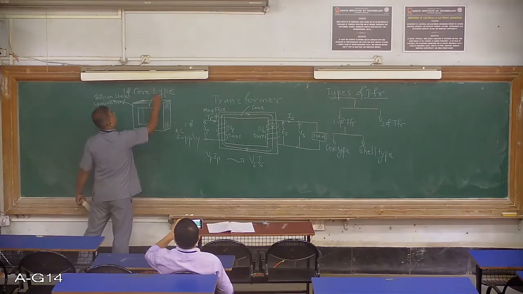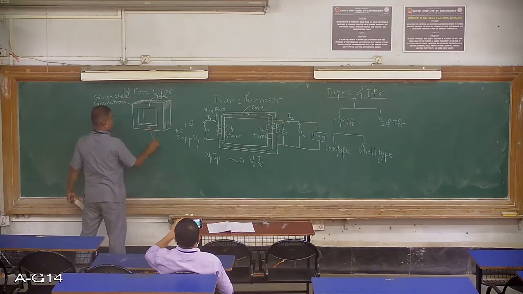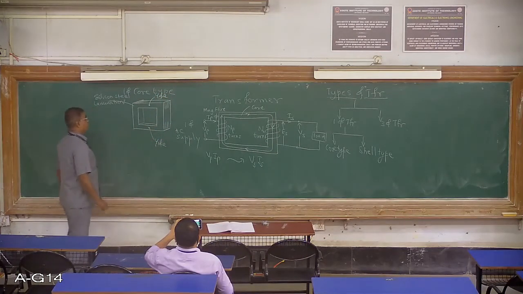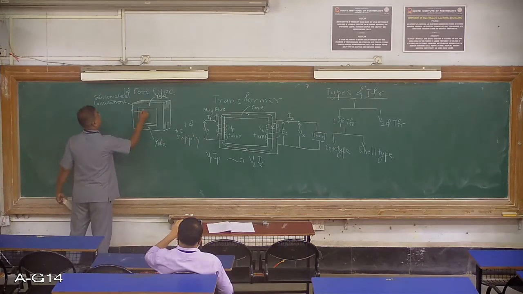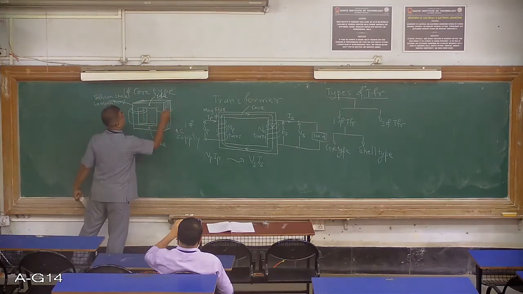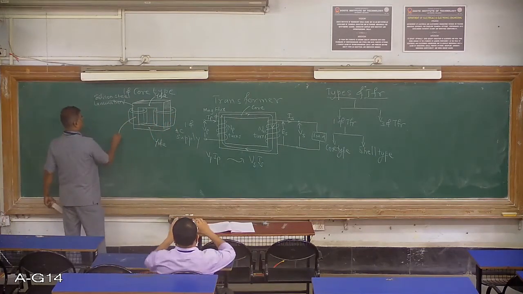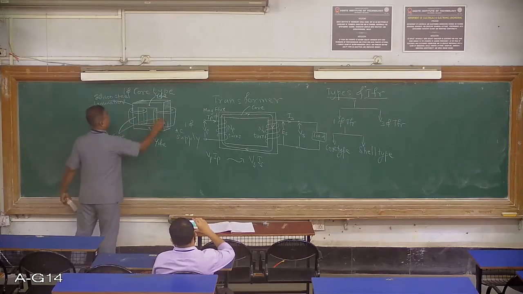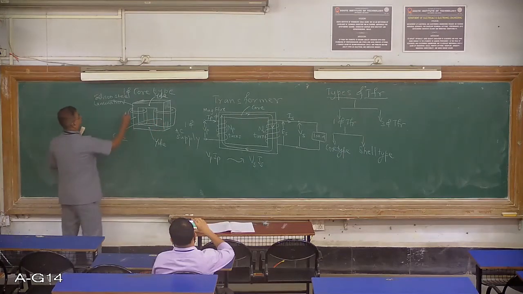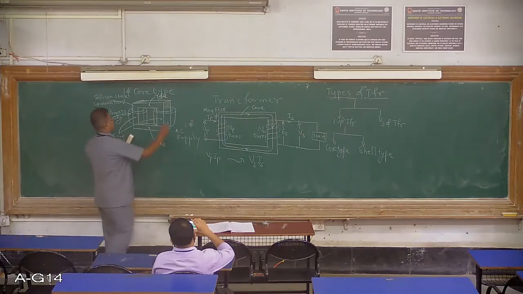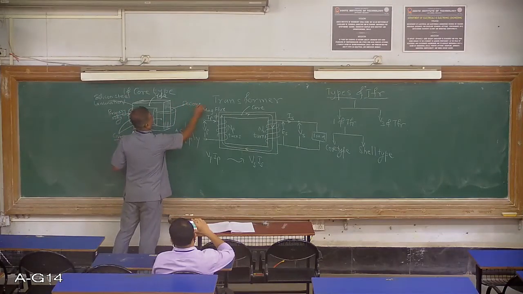This portion is called the yoke. This is also yoke. The portion around which the windings are placed is called the core. So this portion is the magnetic core of the transformer. Now you can find the windings. You can call this primary winding or primary coil. This is secondary winding or secondary coil.